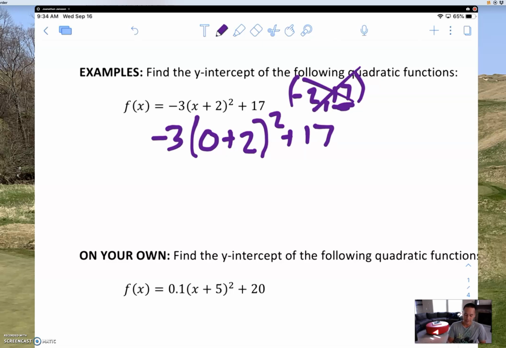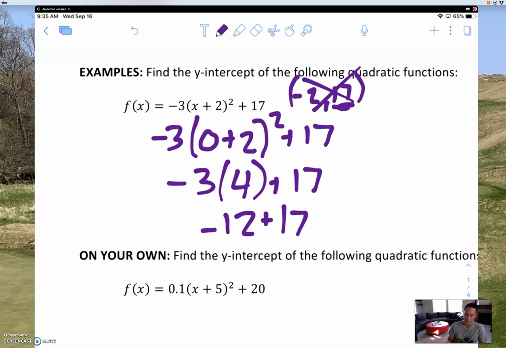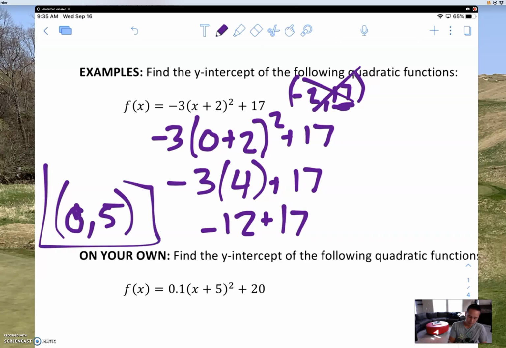Now that we've replaced X with 0, we can just simplify and evaluate. 0 plus 2 is just 2. 2 squared is 4, so we have -3 times 4, which is -12, plus 17. And your Y-intercept is going to be 5. I prefer you write your Y-intercept as a coordinate, so I would write it as (0, 5). And there's your Y-intercept. That's not so bad, is it?